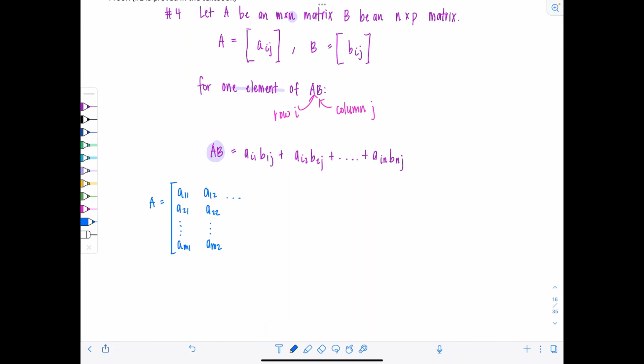A1, 3, A1, 4, etc. Okay, so this would be A1, and then this is column, let's just go to N, that's fine. A2N, AMN, okay.